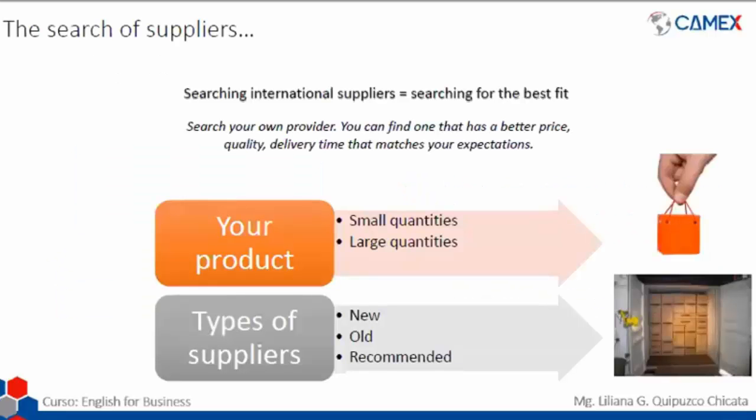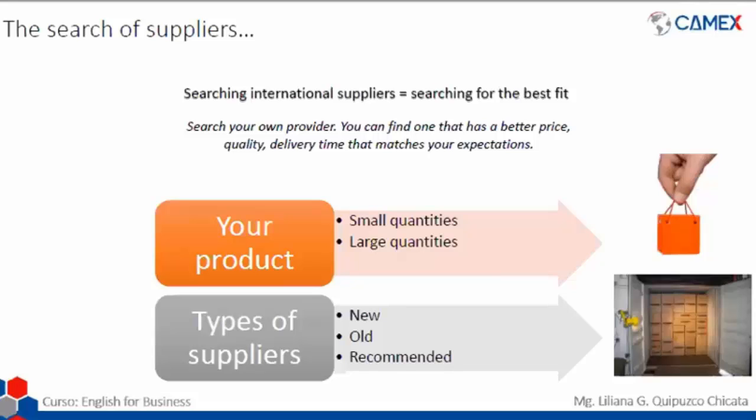Now we're going to see searching international suppliers, especially because we're doing English for business. In this case, we're going to be talking about not just domestic business inside of Peru, but also international businesses, international trade that is going to take place between an importer in Peru and an exporter abroad. Okay, so in this case, searching for international suppliers means that you're going to look for the best fit for you.